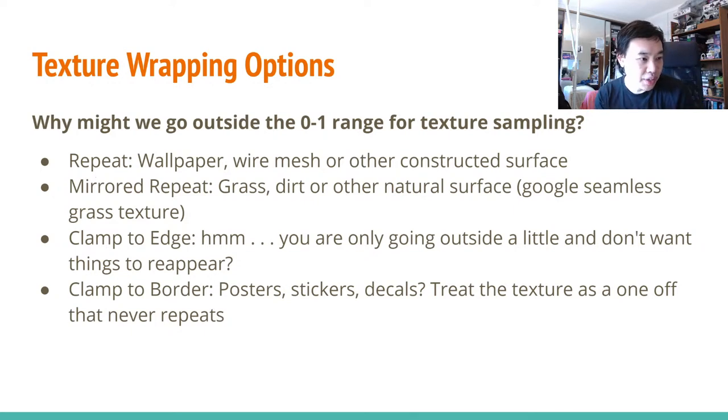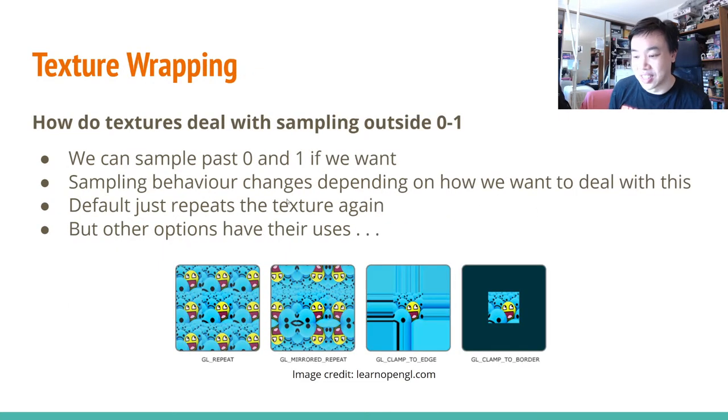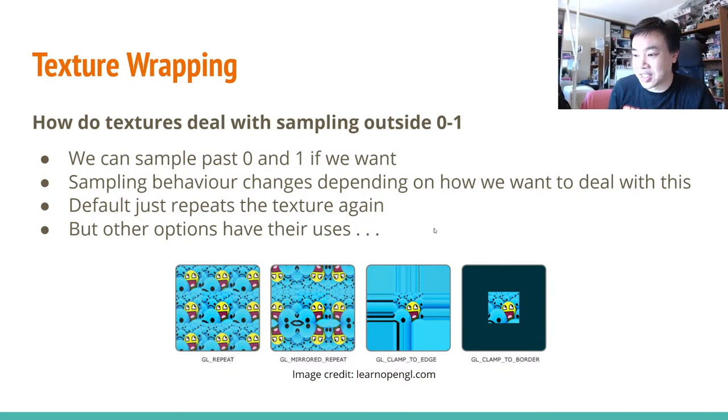So Kathy's asking, by sampling past 0 and 1, do you mean to only sample a part of the image? So sampling past 0 and 1 is like going off the edge of the image. So for example, this texture here, the texture coordinates 0 to 1 means the texture finishes on the border of this. But what if I sample out here? What is OpenGL going to do if I'm no longer sampling on the texture? I start sampling outside the texture. So this is what happens. It's like, oh, you went outside the texture? We're just going to place the idea of the texture again there, and then you can sample again in the texture. So this is if we're using texture coordinates that are outside of 0 to 1.